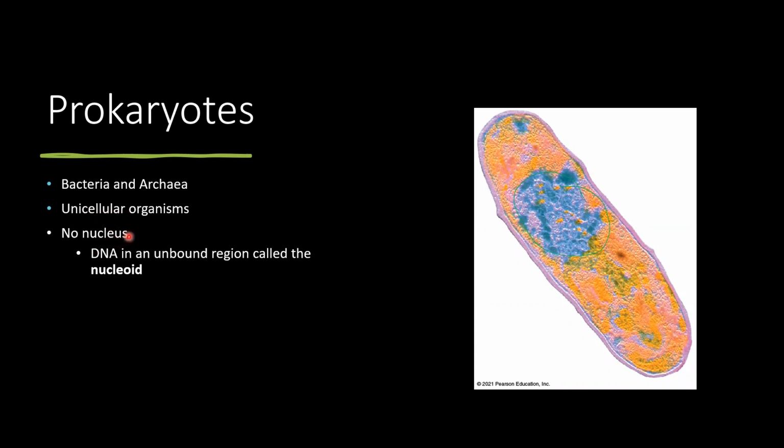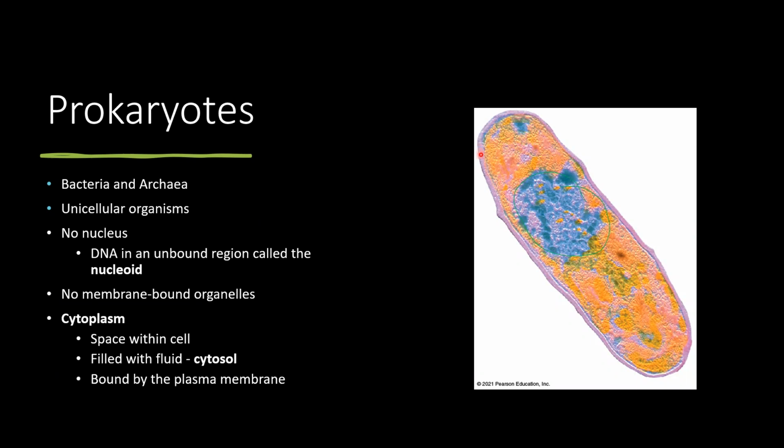Again, no nucleus. Everything is basically concentrated in this region here. That region is called the nucleoid. You need to know that, the nucleoid. Also, there are no other compartments. There are no organelles or other specialized areas in the cell. Basically, everything is mixed together in this one big space.